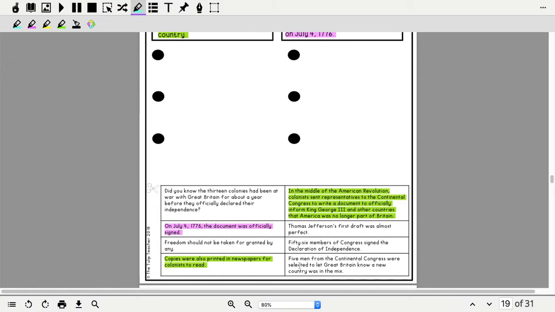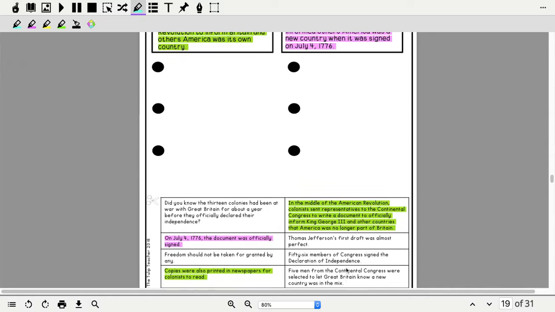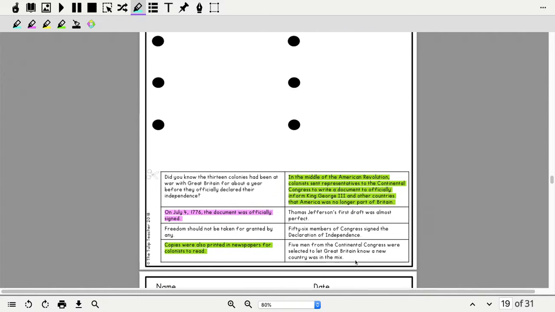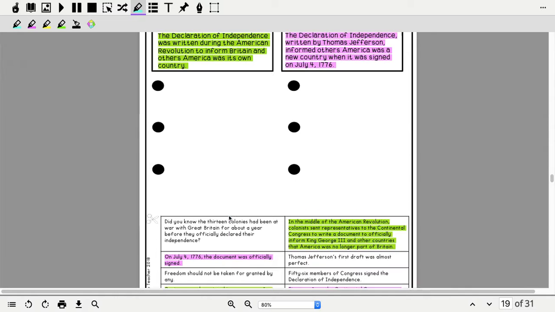This next one says 5 men from the Continental Congress were selected to let Great Britain know a new country was in the midst. I hope I read that wrong. 5 men. Okay, so that talks about writing the Declaration of Independence. Now we've got 2 for each one. Now we just have to figure out these other ones and decide which one really goes with each main idea.